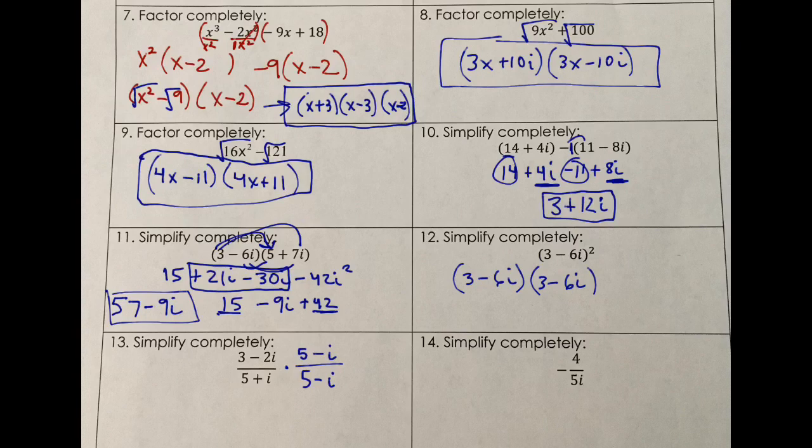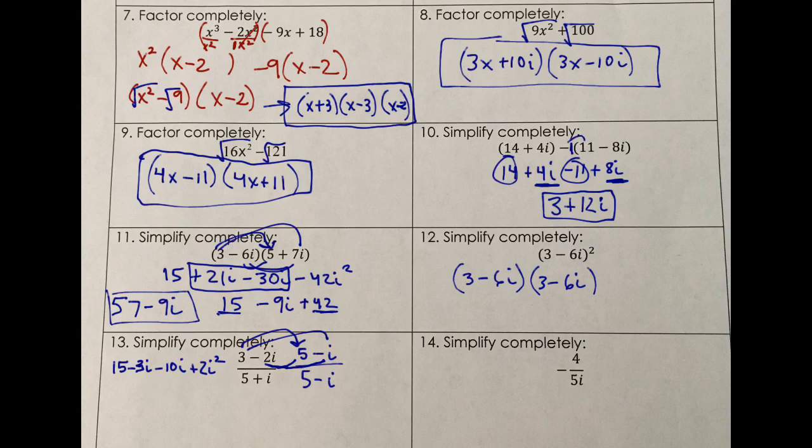Let's start by just looking at the top. You got 3 times 5 is 15. 3 times negative i is negative 3i. Negative 2i times 5 is minus 10i. And then negative 2i times negative i is positive 2i squared. So now, again, that's only the top.